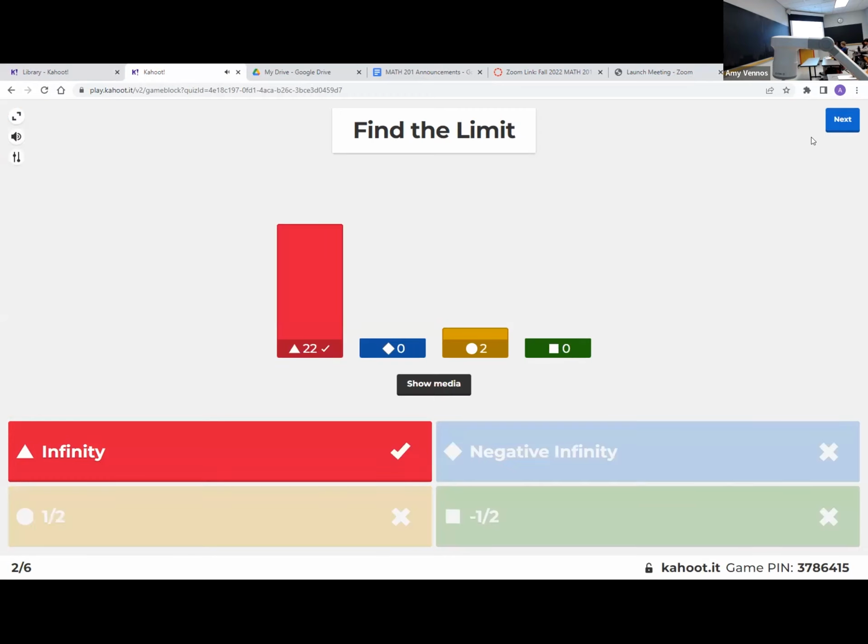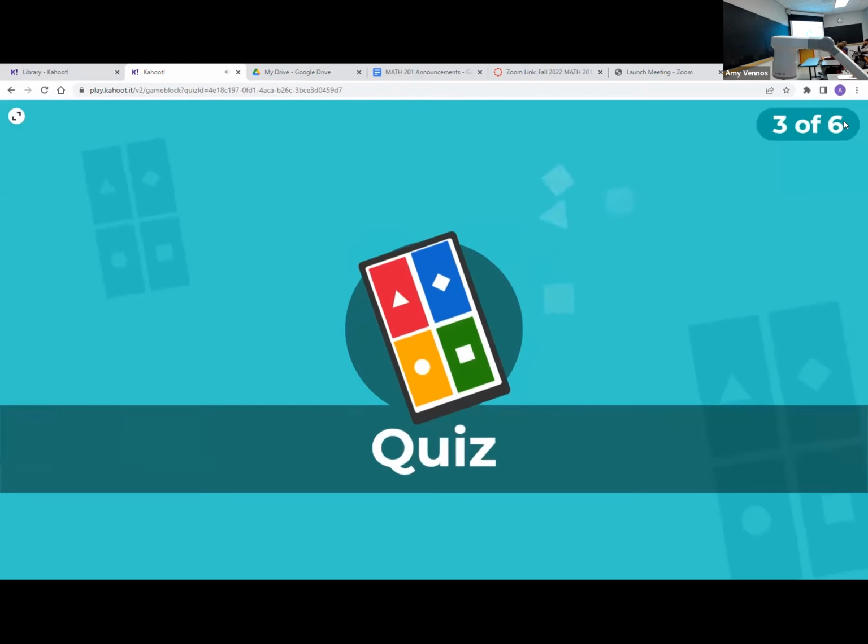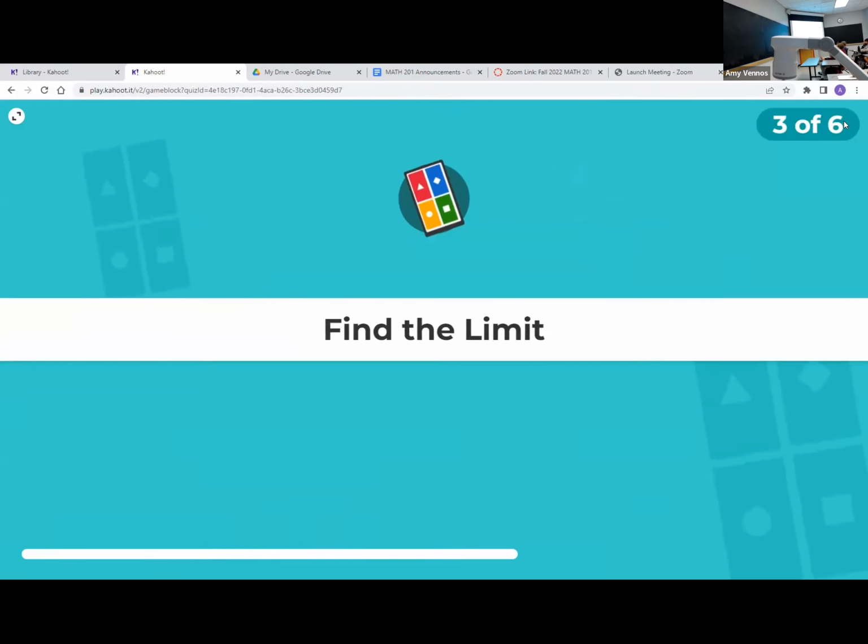Sounds good. We got infinity. Most people got infinity. Why was it infinity? Because 4 was the highest power in the numerator, 3 was the highest power in the denominator. It's going to infinity or negative infinity, but since 3 and 6 are positive, it's going to be positive infinity. Any questions? Sounds good. Let's go on to the next one. Looks like Sam's taking the top. All right, next one.